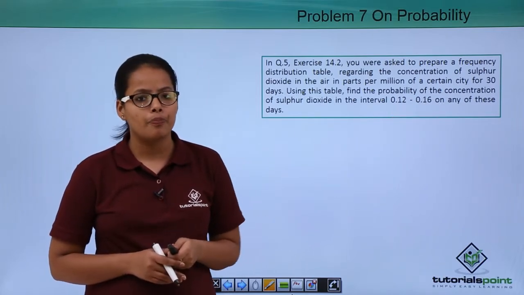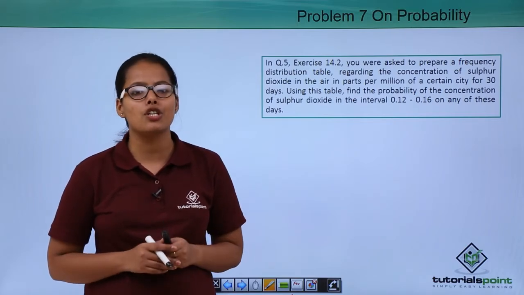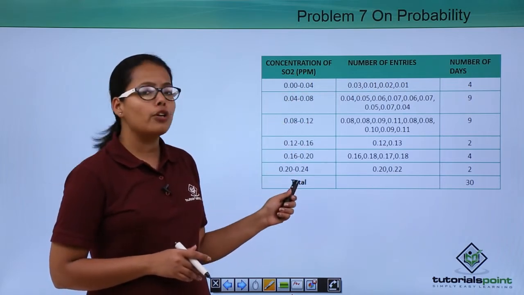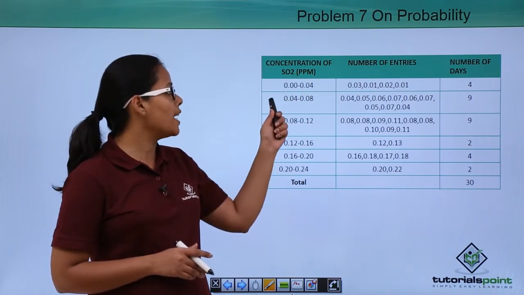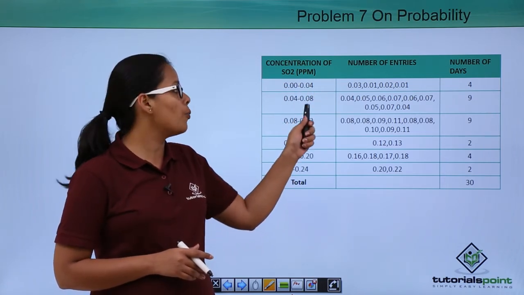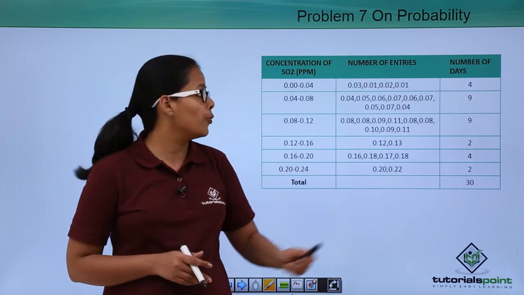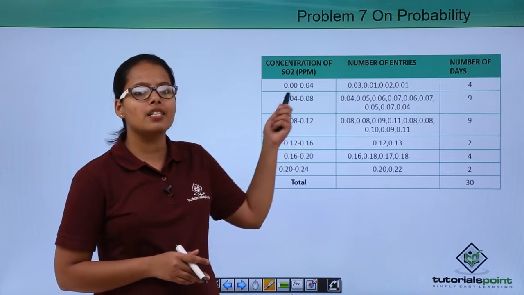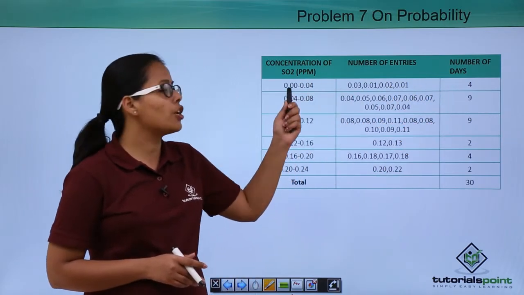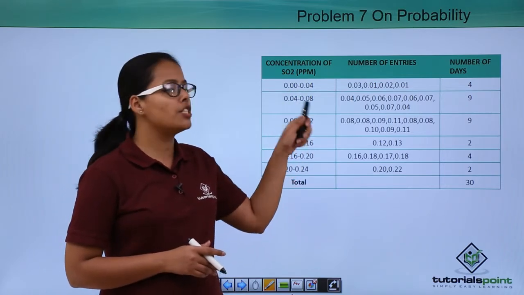on any of these days. So first what you will do, you should look for the table. What was the table for the concentration of sulfur dioxide? So here this is the table for you. This column is for concentration of sulfur dioxide which are lying in the range of 0.00 to 0.04, 0.04 to 0.08 and goes till 0.20 to 0.24. This column is for the number of entries in the interval, and these are the number of days on which concentration of sulfur dioxide was lying in the interval of 0.00 to 0.04.